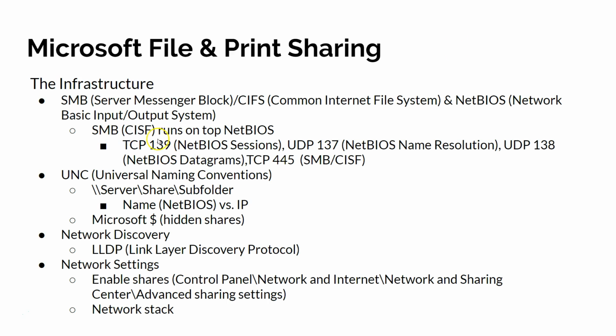So SMB, or CIFS, runs on top of NetBIOS. NetBIOS is an old network protocol that's really only supposed to work on layer 2 within the local LAN. But we've kind of fudged it over the years, got it working at layer 3. So TCP 139 is NetBIOS sessions, UDP 137 is NetBIOS name resolution, UDP 138 is NetBIOS datagram. So you need TCP 139 and UDP 137, 138 enabled. Often network administrators simply turn TCP and UDP 137 to 139 on, and TCP 445, which is actually what allows the SMB or CIFS share to go through.